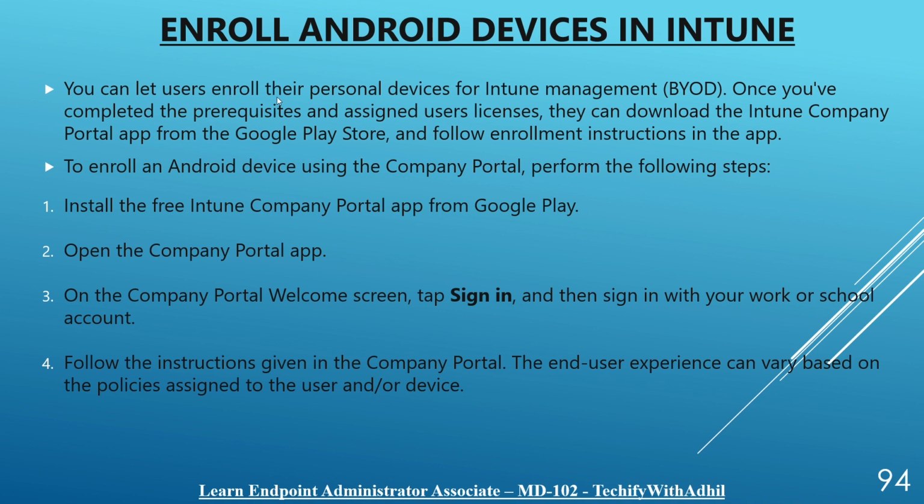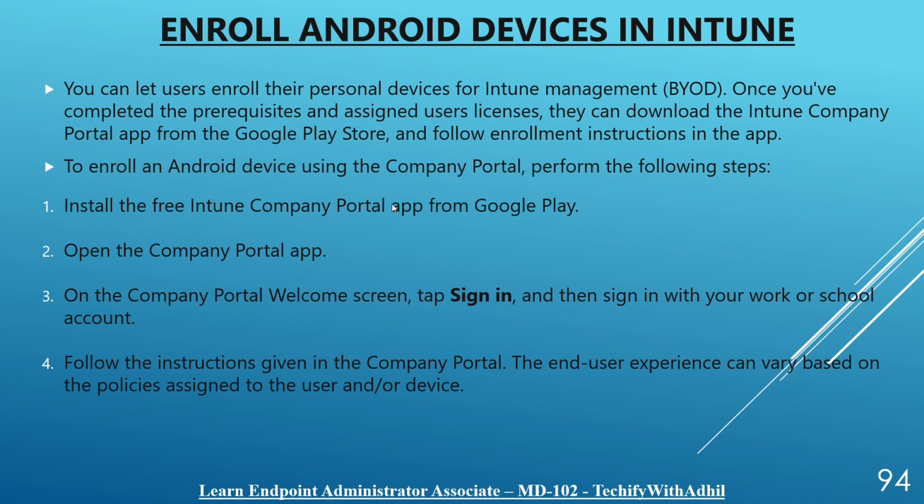You can let users enroll their personal devices for Intune management. Once you have completed the prerequisites and assigned user licenses, they can download the Intune Company Portal app from Google Play Store and follow the enrollment instructions in the app. To enroll an Android device using the company portal, we need to perform these steps.